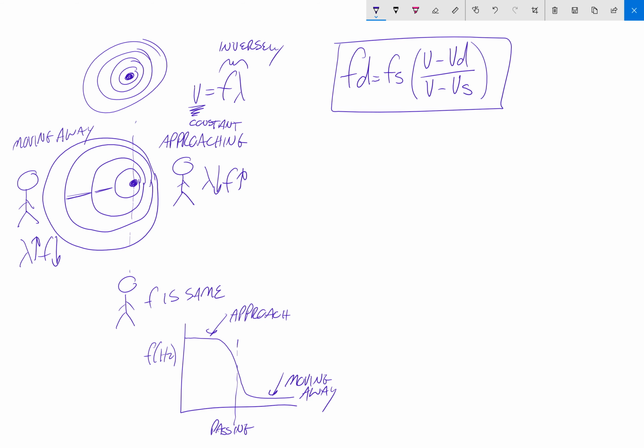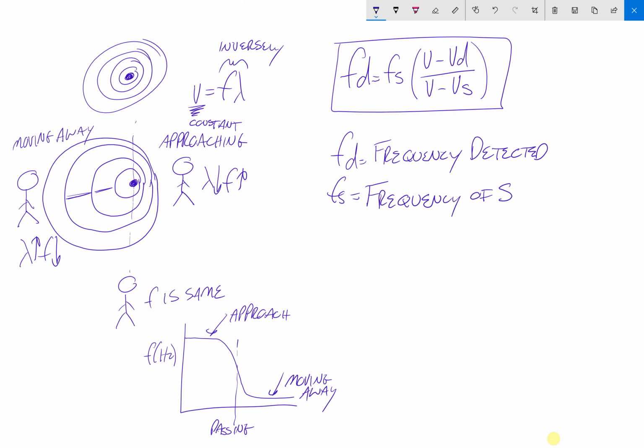So there's no way we would be deriving this from an activity. And there's other versions of this equation as well. This is the one we are going with, but you need to understand what each variable is. So FD is the frequency detected. That's what you hear, the detected frequency. Fs is the frequency of the source. The source is the source of the sound. So the actual frequency of the source versus what you hear in your ear.